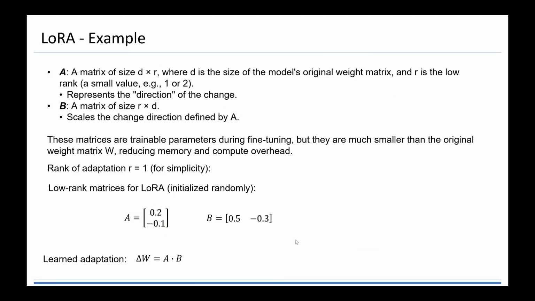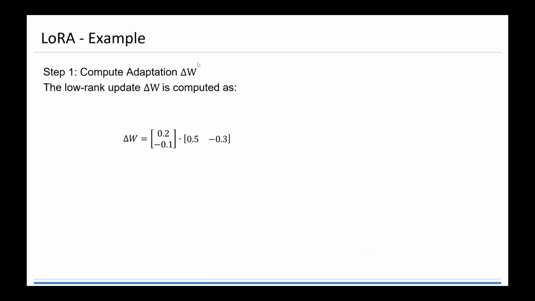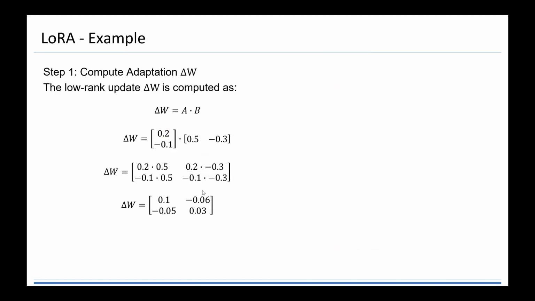Then we can just do the matrix multiplication to get the delta W and compute the delta W. The low rank update delta W is computed like this: 0.2 multiplied by 0.5, 0.2 multiplied by 0.3, minus 0.1 multiplied by 0.5 and minus 0.1 multiplied by 0.3. Then we can get the delta W as this one.